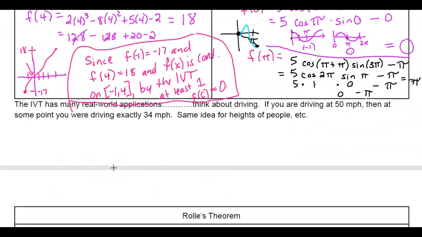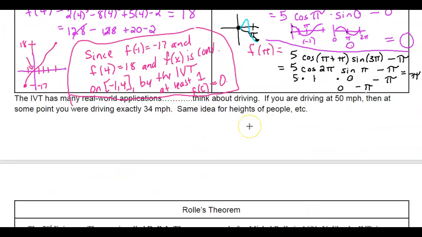All right, so one of the applications, because we just want to know that you hit all the values in between, is just like when you're driving or people's heights. Like if you were born and then you're 6 feet tall, at some point were you 5'3"? Yeah, I mean, we don't know when. If you're driving at 50 miles per hour, were you at some point driving exactly 34 miles per hour? 38 miles per hour? The answer is yes. Or like if you slow down, would you be driving 5 miles per hour at some point when you slow down? Yes, because you're going to get to 0. So that's one of the real world applications.